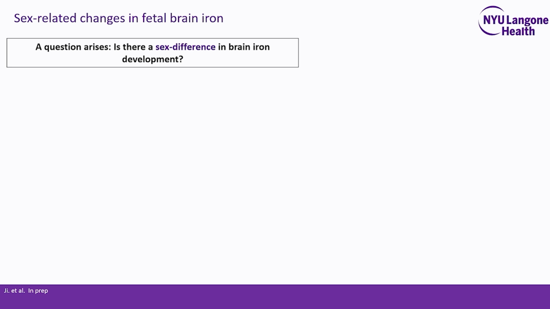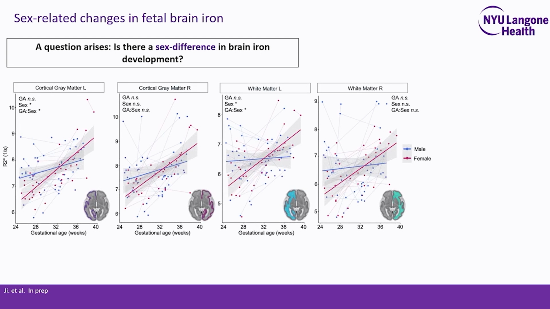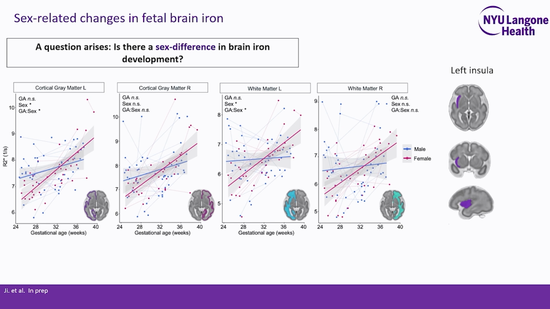The next question that arises here is whether there's a sex difference in brain iron development before birth. And the answer is yes. When we add the age by sex term in our regression model, we see a significant effect of sex in the left cortical gray matter and the left white matter. And on the right side, we also see the same trend. At the regional level, the only region that stands out is the left insula. We know the left insula is a key region in emotion regulation. So why it's different by sex is an interesting question to think about.